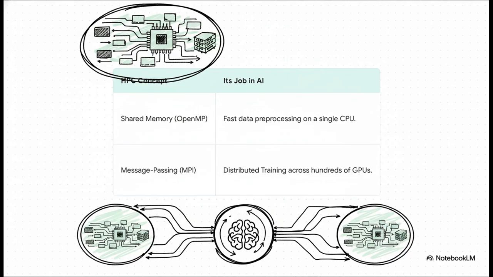That whiteboard model, the shared memory idea, is used inside a single machine's CPUs to get massive datasets prepped and loaded incredibly fast. Its job is to make sure the super powerful GPUs are never just sitting around waiting for data. And then the separate offices model, that message passing idea, is used to coordinate the training process across hundreds or even thousands of those machines, keeping the AI model's updates perfectly synchronized.